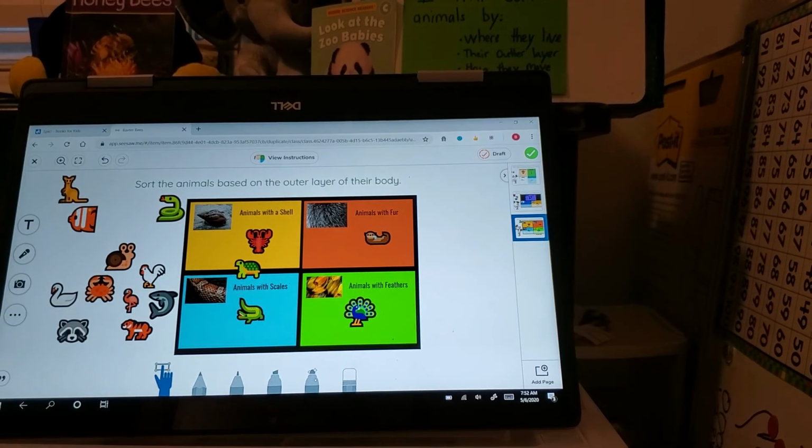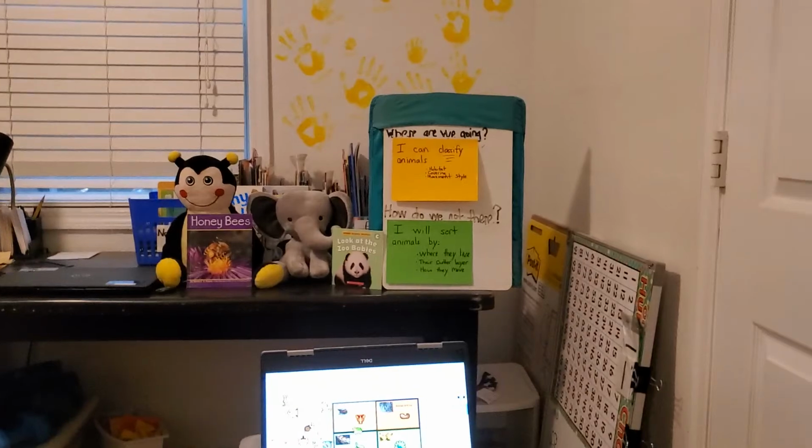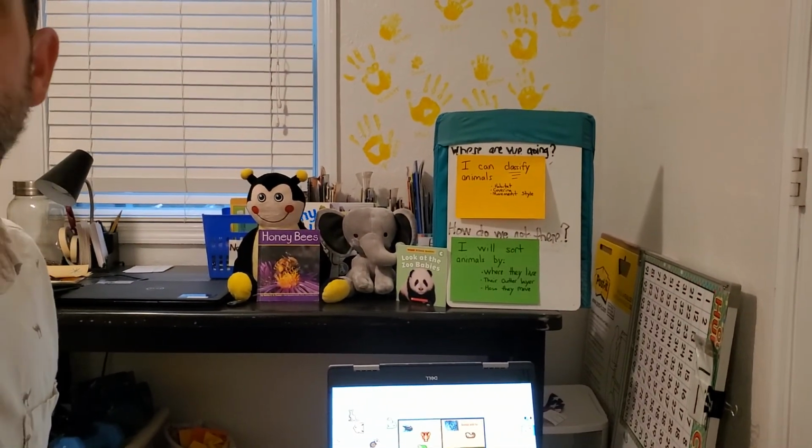All right, so that is our science lesson for May the 6th, 2020. This is Mr. Baxter right here on a safari. Can't wait to see you guys showing me what you know, classifying those animals, sorting them into groups based off of their habitat or where they live, their covering or what's on the outside of them, and their movement style.